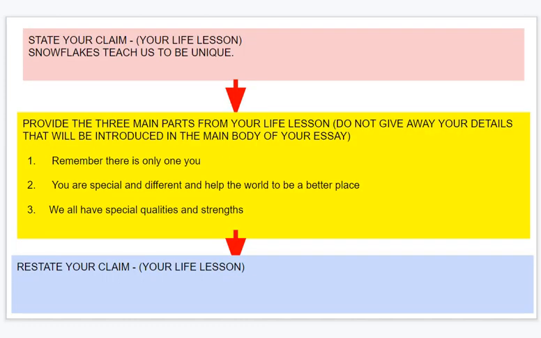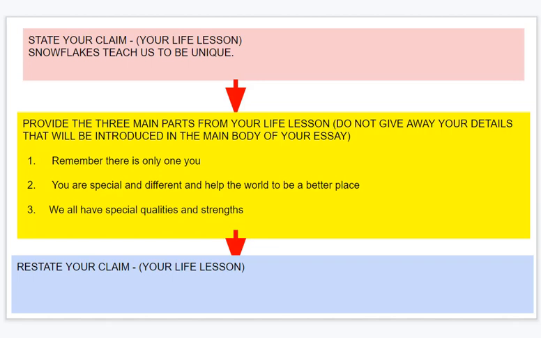Then this is where we're going to start planning out our introduction. You're going to state your claim. Basically, your claim is the life lesson that you chose. And I'm using snowflakes. Snowflakes teach us to be unique. And then just like what you did with your planning of each slide these past 2 weeks, don't give all your details in here. Don't give that all away. That's going to be in the body of your essay. All I want to hear is each idea that's represented in your main body.